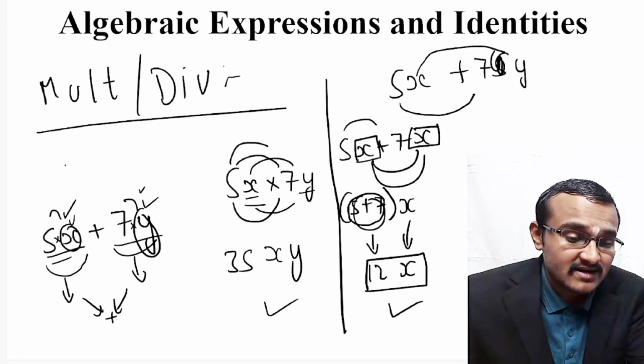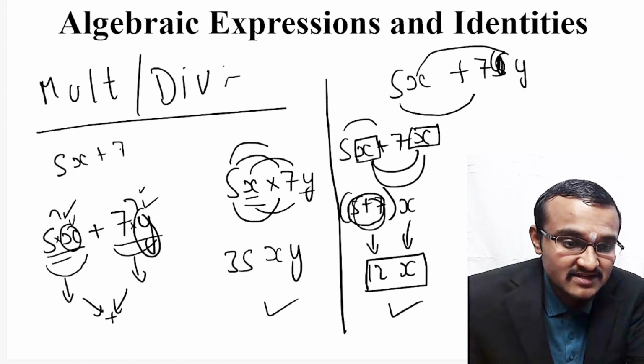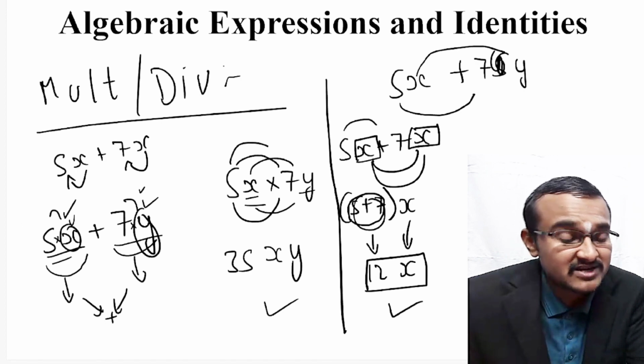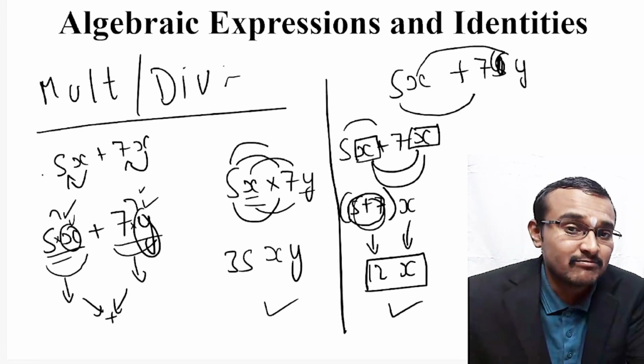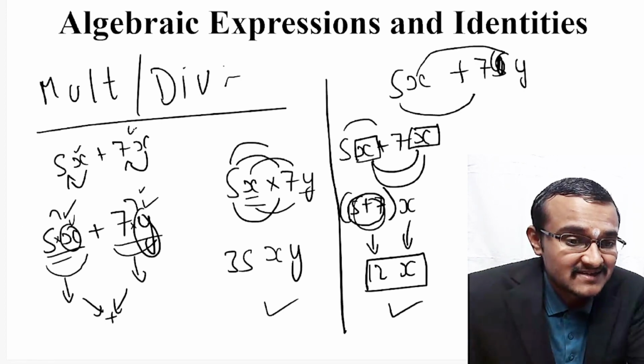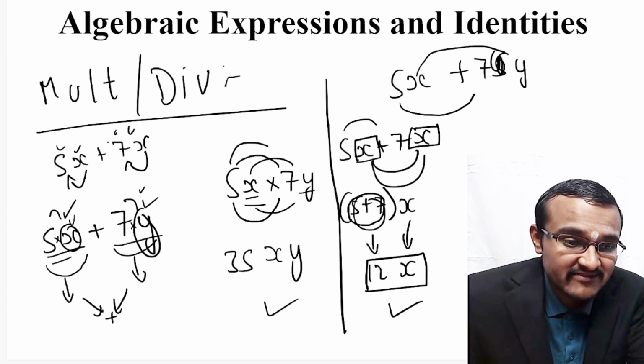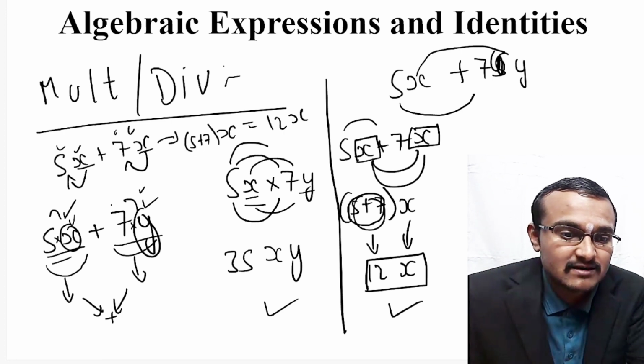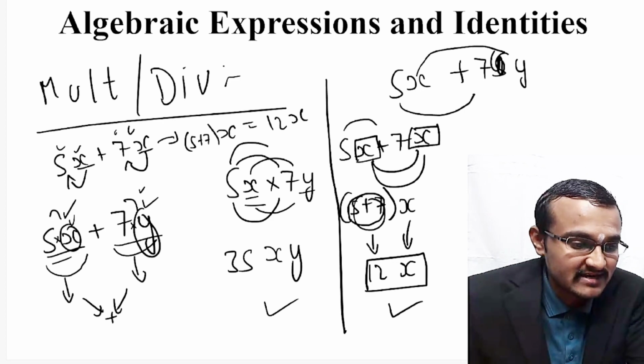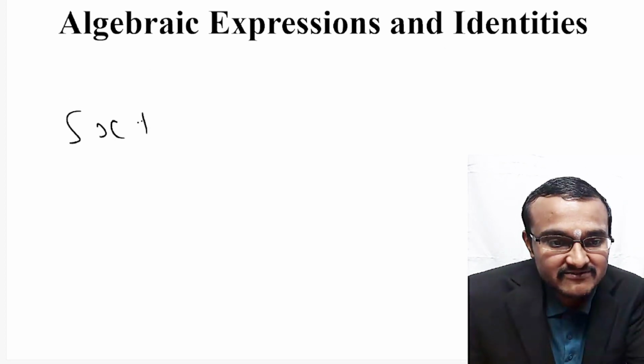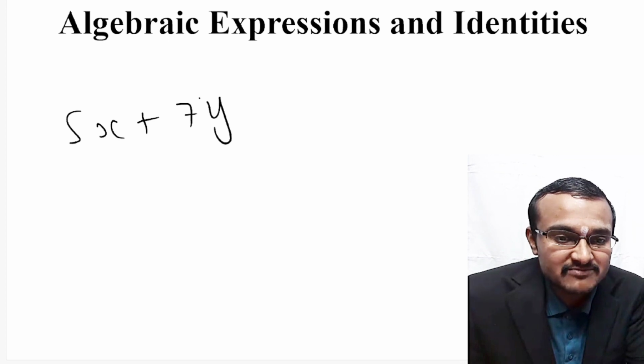But if I give 5x and 7x, here also you cannot perform multiplication between x and 7, and also you cannot perform multiplication between x and 5. But here x is there. That means 5x and 7x contain the same variable. So here you can easily take x common and add 5 plus 7, and the answer will be 12x.